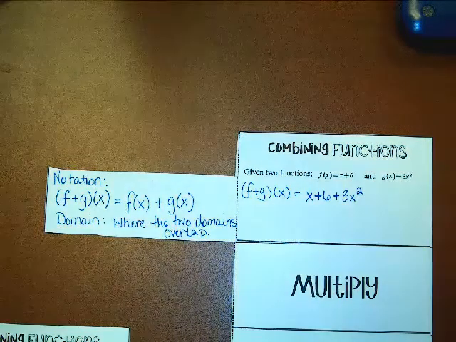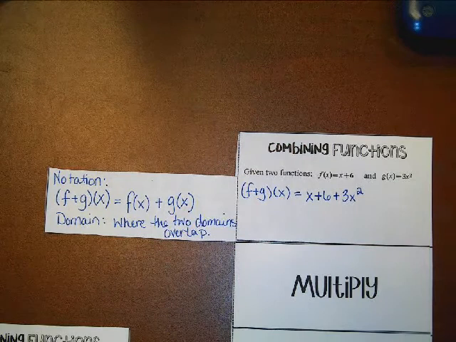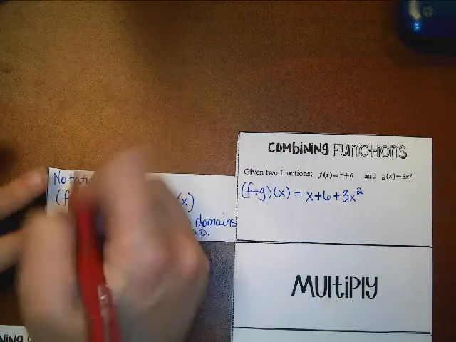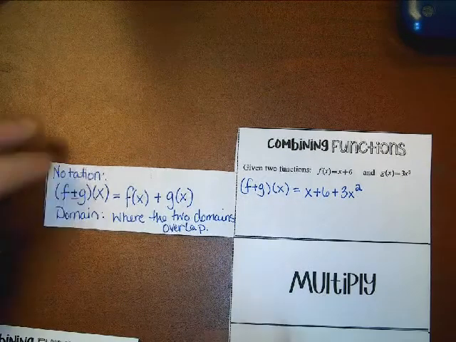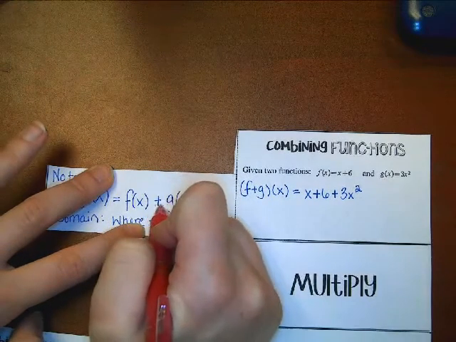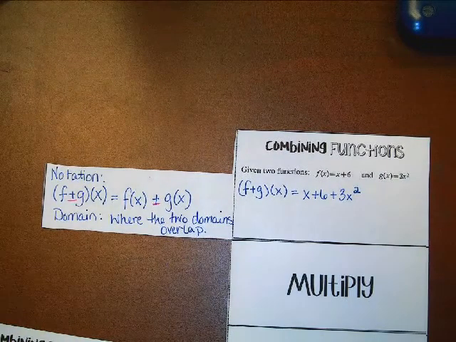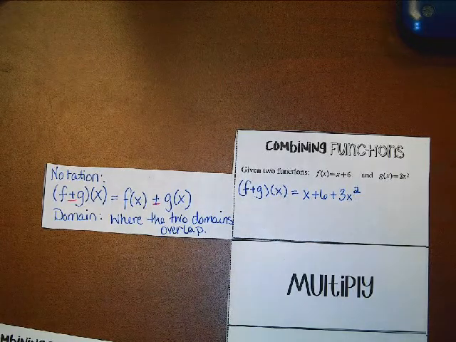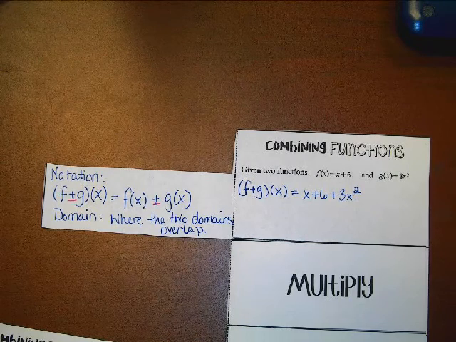All right, what about subtraction? For subtraction, everything stays the same except you'll see f minus g of x, and that is f of x minus g of x. Just make sure to put that g of x into parentheses. And the domain will still be where the two domains overlap.